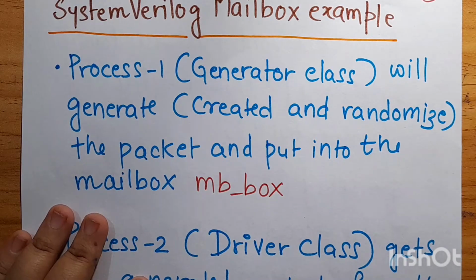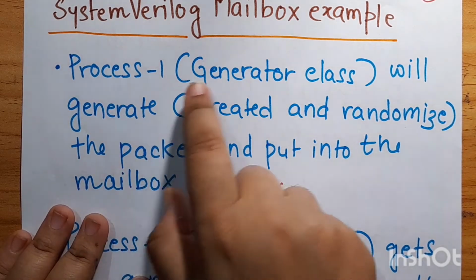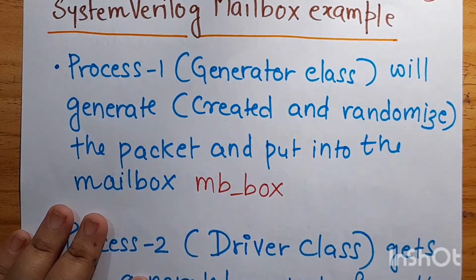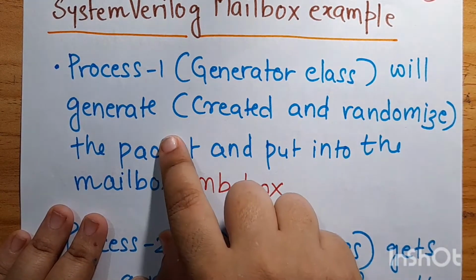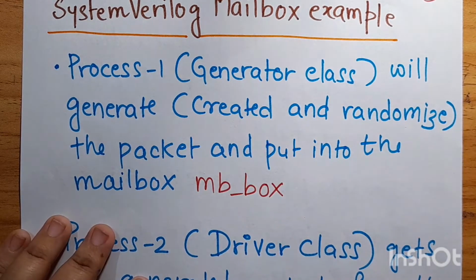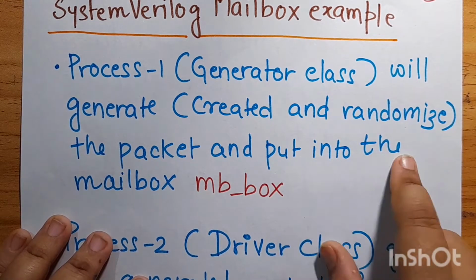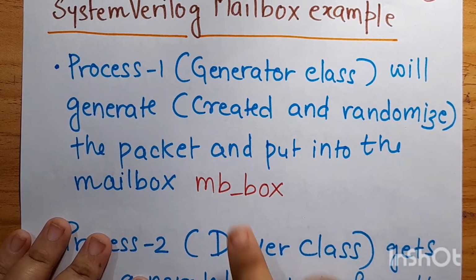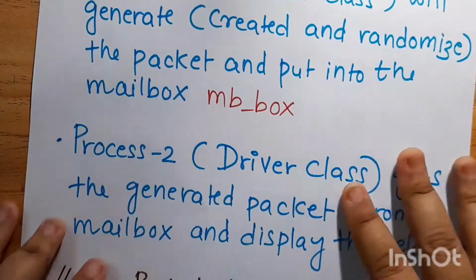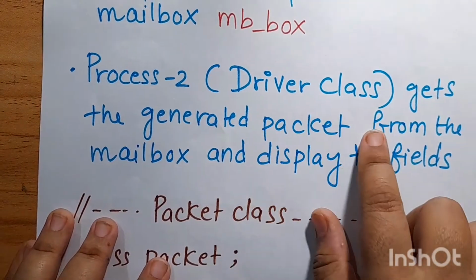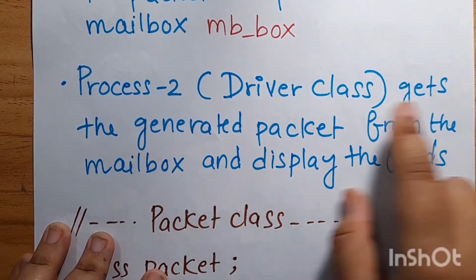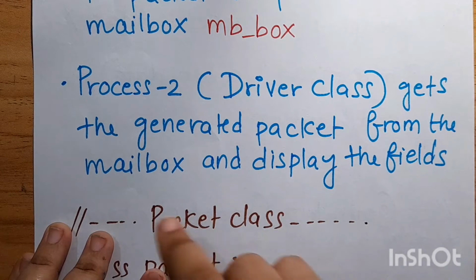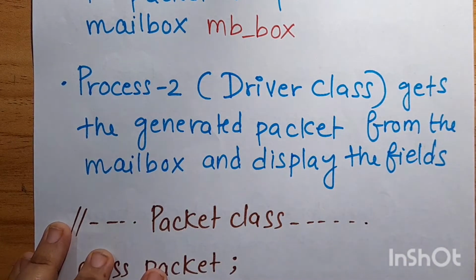Let us see the SystemVerilog mailbox example. So I have a process 1, that is the generator class. What will the generator class do? It will generate, that is create and randomize the packet, and it will put it in the mailbox. The name of the mailbox is mbox. There is another process, that is a driver class. It will retrieve the generated packet from the mailbox and display the fields.